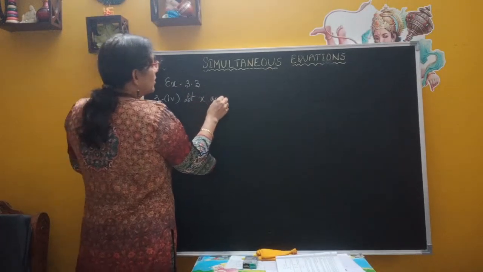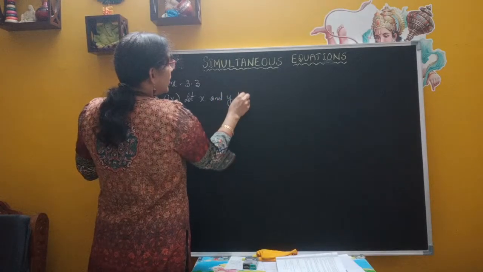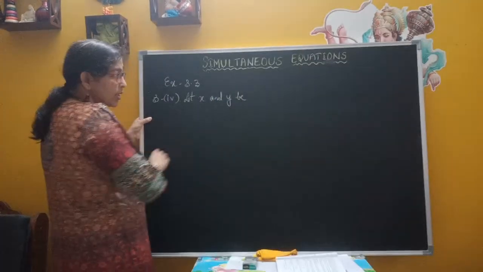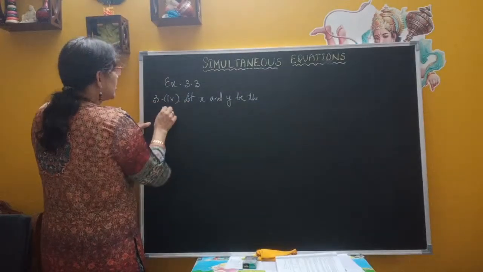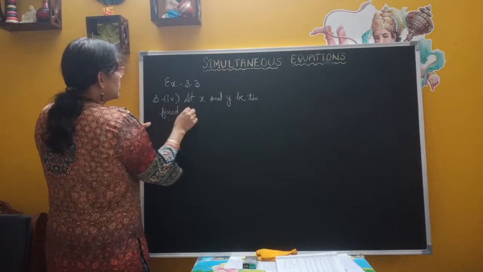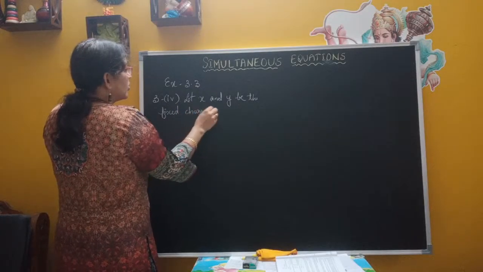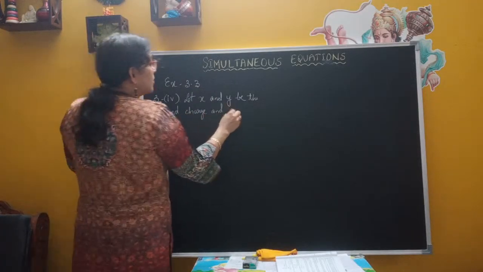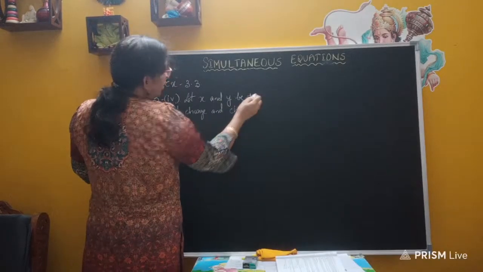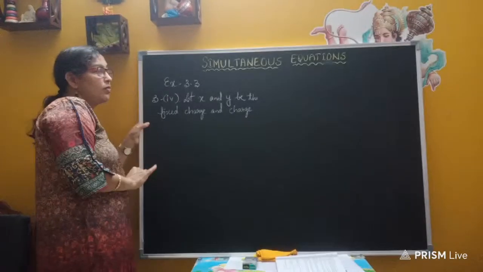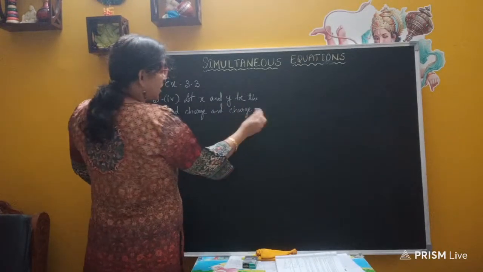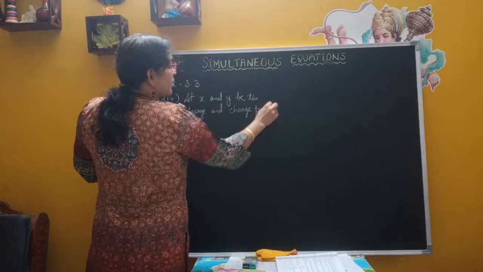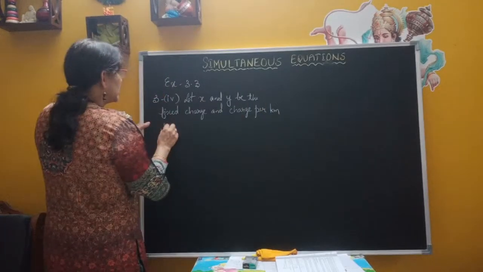Let x and y be the fixed charge and the charge per kilometer respectively. That is, rupees x and rupees y, or you can write: let x be the fixed charge and y rupees be the charge per kilometer, respectively.